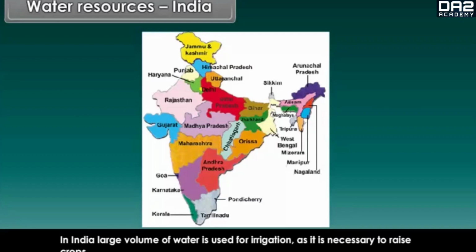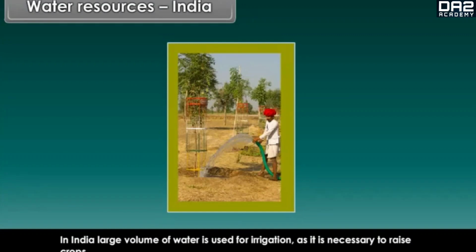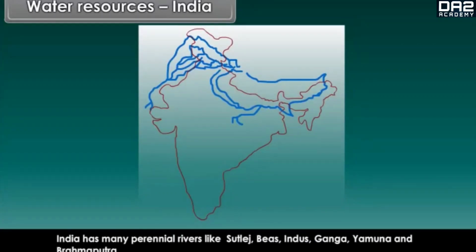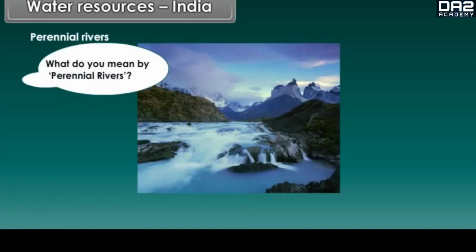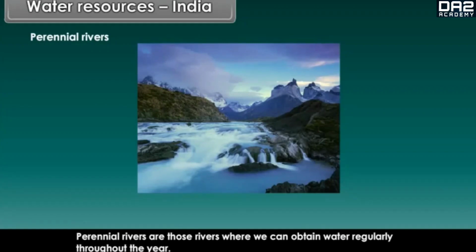In India, a large volume of water is used for irrigation, as it is necessary to raise crops. India has many perennial rivers like Satluj, Beas, Indus, Ganga, Yamuna and Brahmaputra. Here we came across perennial rivers. What do you mean by perennial rivers? Perennial rivers are those rivers where we can obtain water regularly throughout the year.